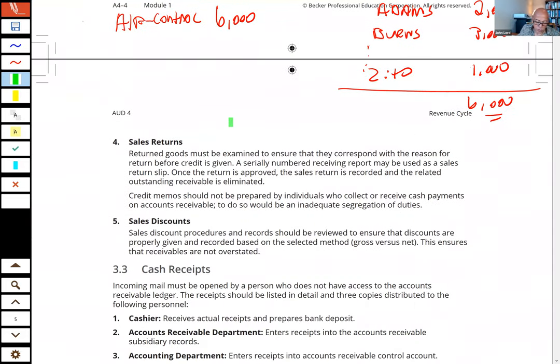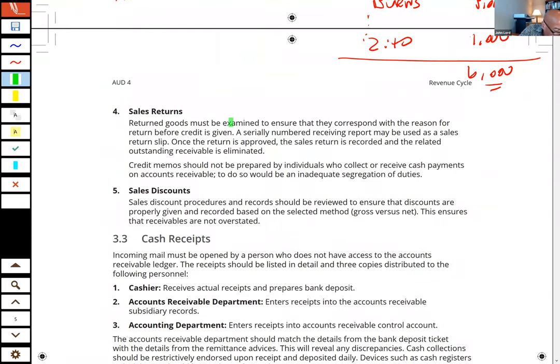Sales returns. For sales returns, a serially numbered receiving report may be used as a sales return slip. And they tell us that credit memos should not be prepared by individuals who collect or receive cash payments. That's a problem with segregation of duties.